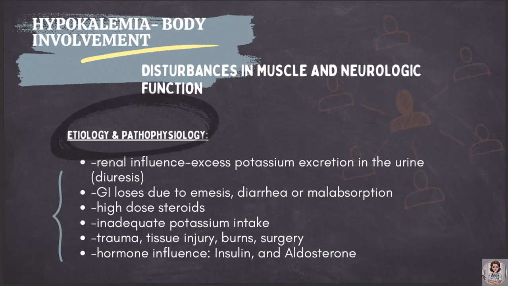In terms of body involvement, etiology and pathophysiology, causes include several. First, renal influence, excess potassium excretion in the urine, or diuresis, GI loss due to emesis, diarrhea, or malabsorption, high-dose steroid use, inadequate potassium intake, trauma, tissue injury, burns, or surgery, and lastly, hormonal influence, insulin and aldosterone.